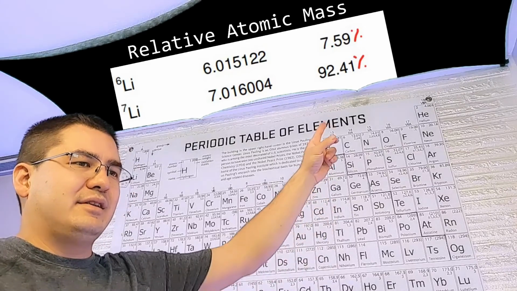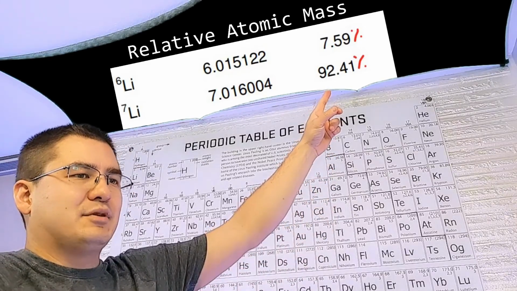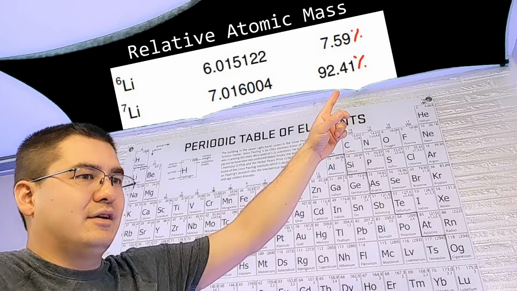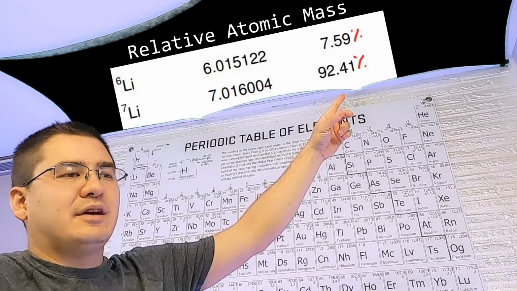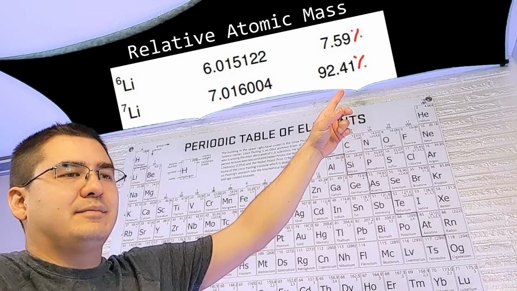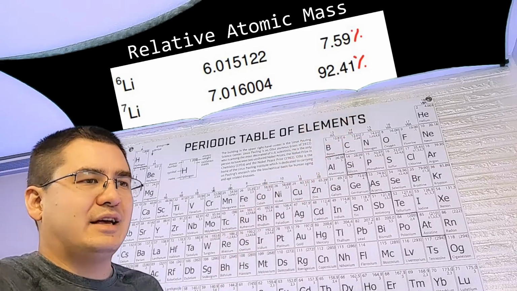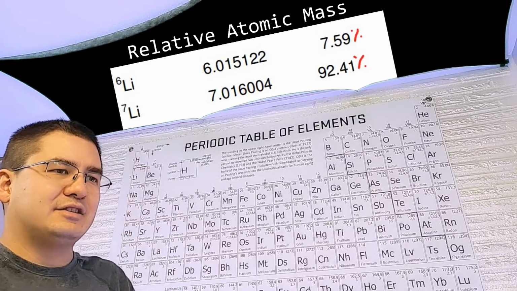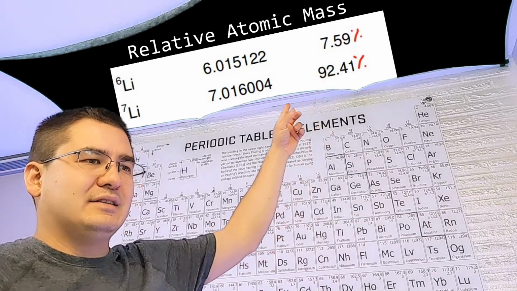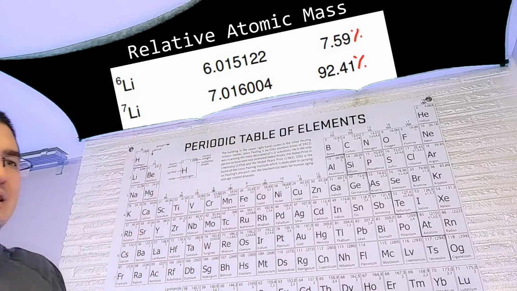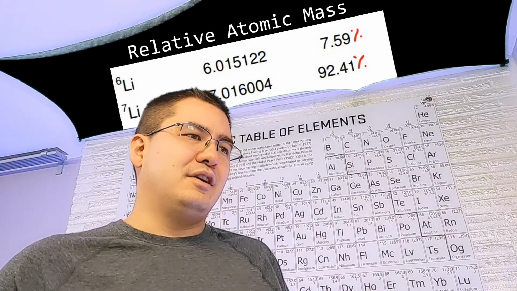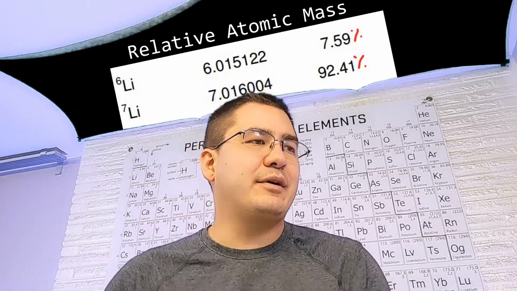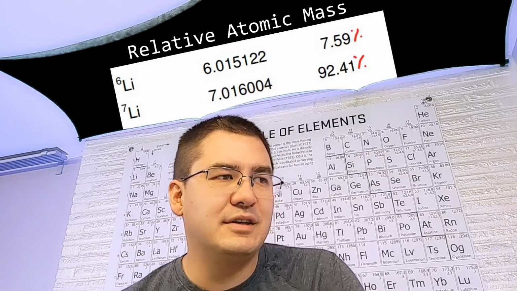The final number in these columns is the percent abundance. So it turns out when you sample the earth and get a representative sample of lithium, 92.41% of it is lithium 7, the heavy stuff. And the other 7.59% is lithium 6, the light stuff. So my question is, what's the average or relative atomic mass for lithium considering those two isotopes?